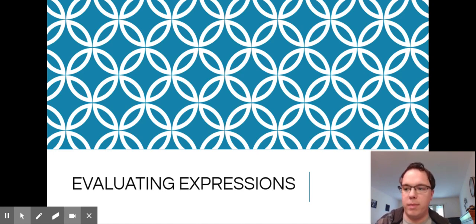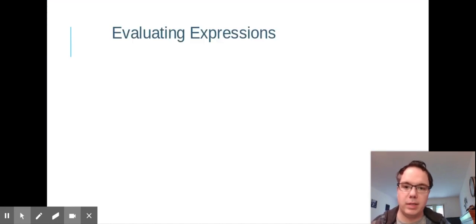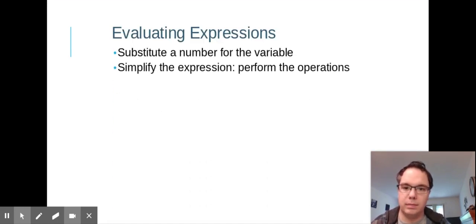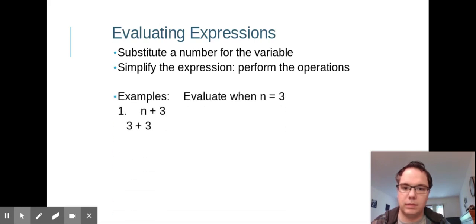This is a lesson for Algebra 1 class on evaluating expressions. So we've talked about what expressions are, and we've talked about how to simplify them by combining like terms. Today we are going to evaluate expressions. To evaluate an expression, we are going to plug in whatever value we are given for the variable and then we're going to simplify.